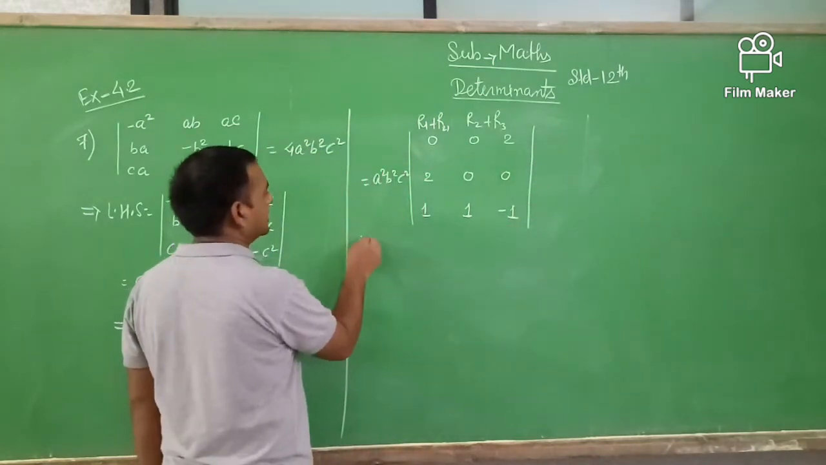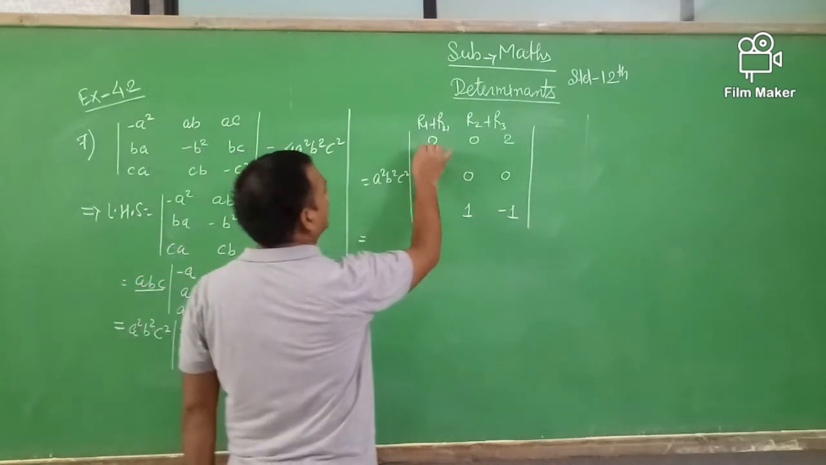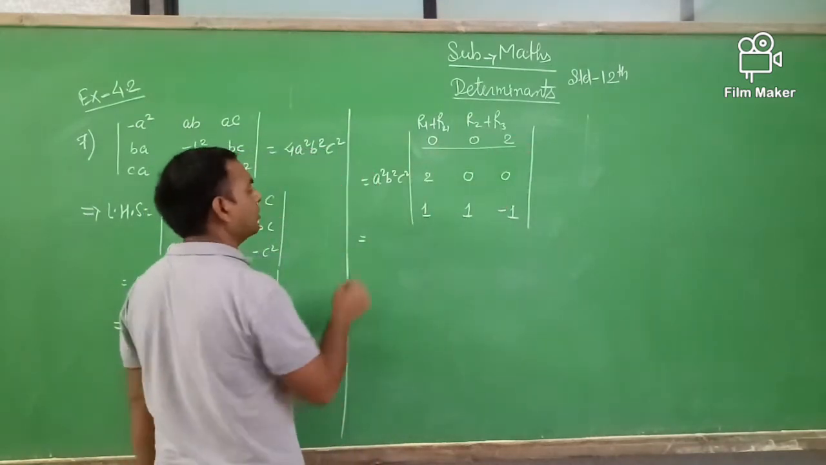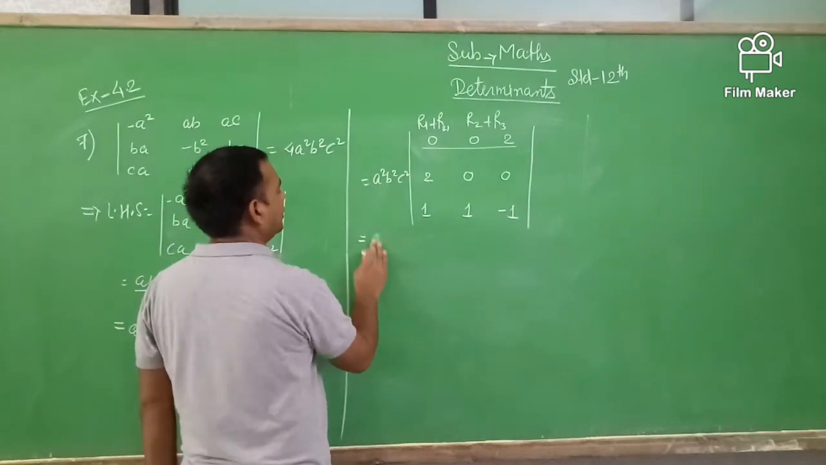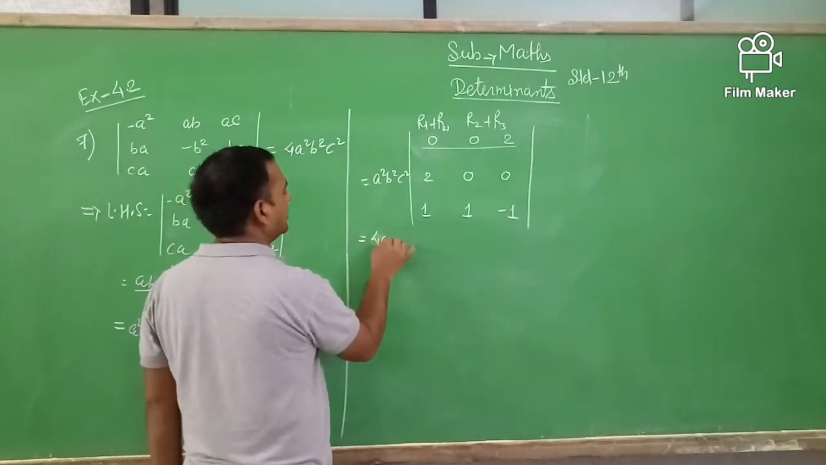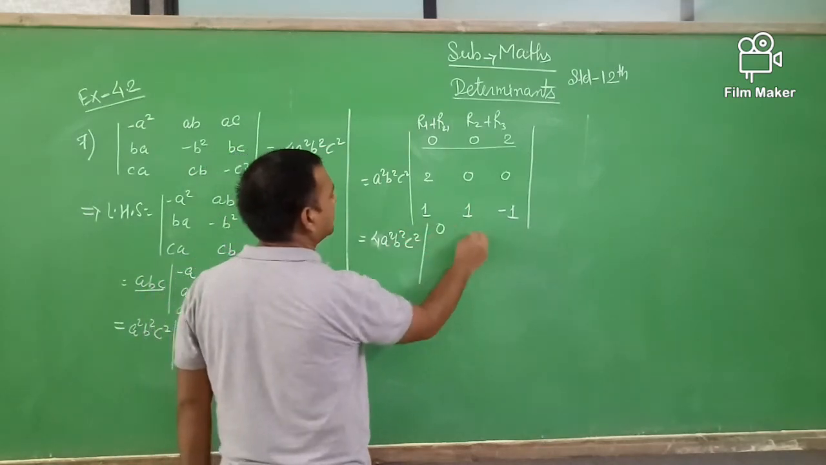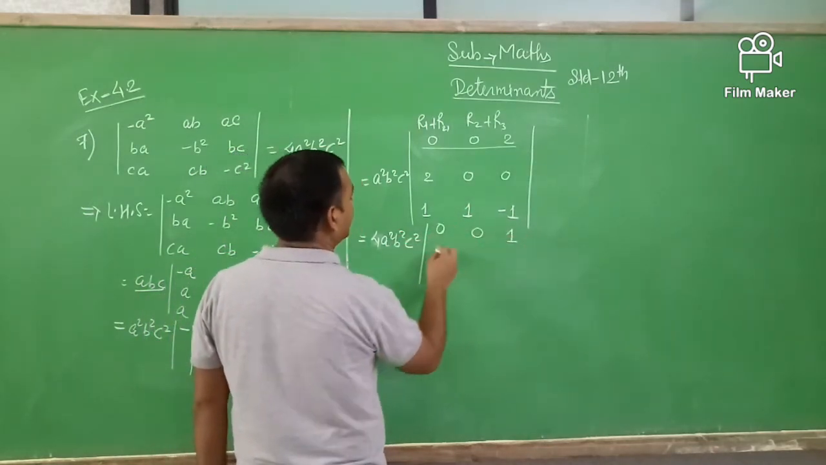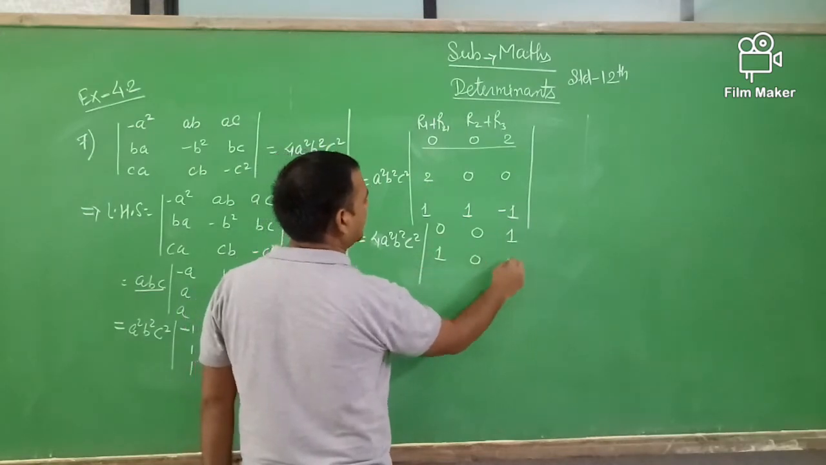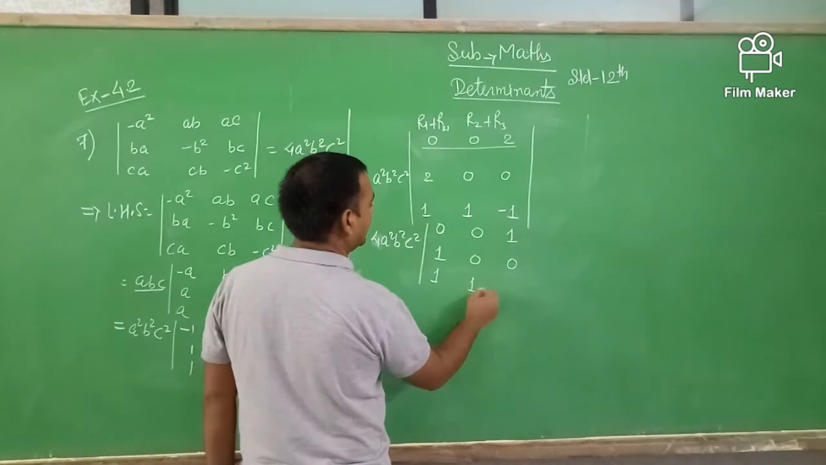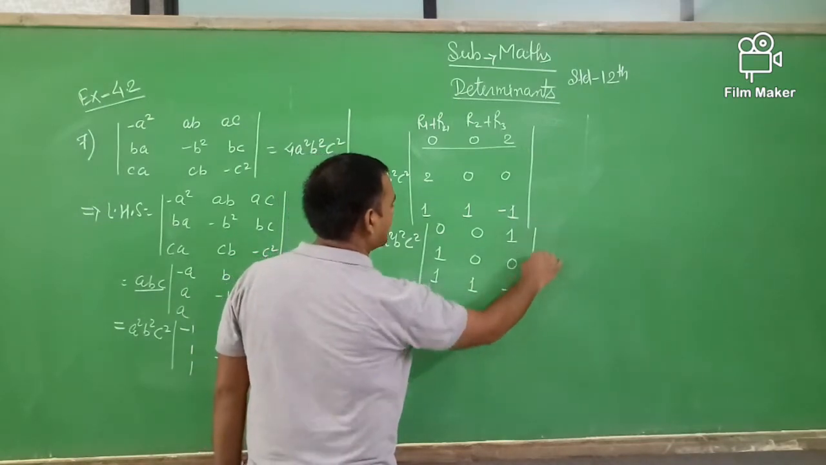After that, in the first row I take 2 as common, in the second row 2 is also common. So this is equal to 2 into 2, which is 4, A square, B square and C square, and the elements are 0, 0, 1; 1, 0, 0; this is 1, this is 1 and this is minus 1.